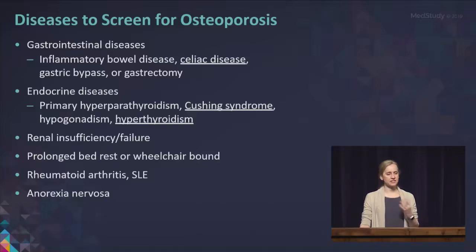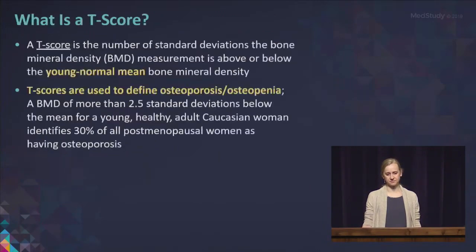Endocrine diseases. So remember that these all play in together. We always know that primary hyperparathyroidism needs to be screened for osteoporosis, but you've also got to remember Cushing syndrome, hypogonadism, and as I mentioned before, hyperthyroidism. Renal insufficiency, a common cause of secondary hyperparathyroidism, can cause bone loss. Anyone who can't get up and stress their bones, their bones are going to weaken over time, so prolonged bed rest is a risk factor. Rheumatoid arthritis and SLE are independent risk factors even outside of the steroid supplementation issue. And then anorexia nervosa, right, which is something related to diet that's separate from gastrointestinal diseases.